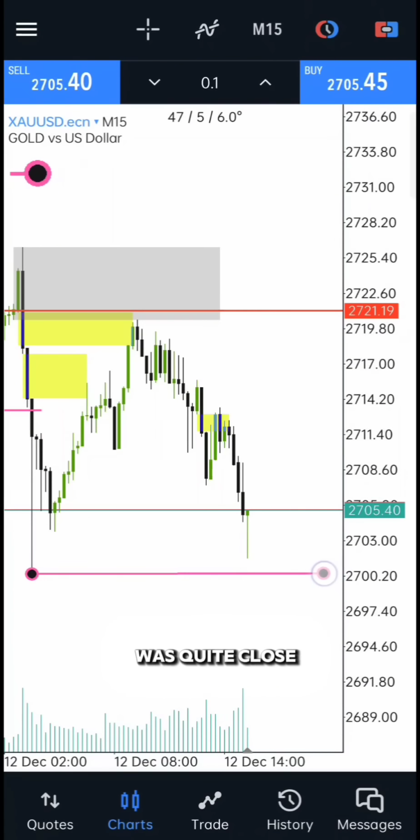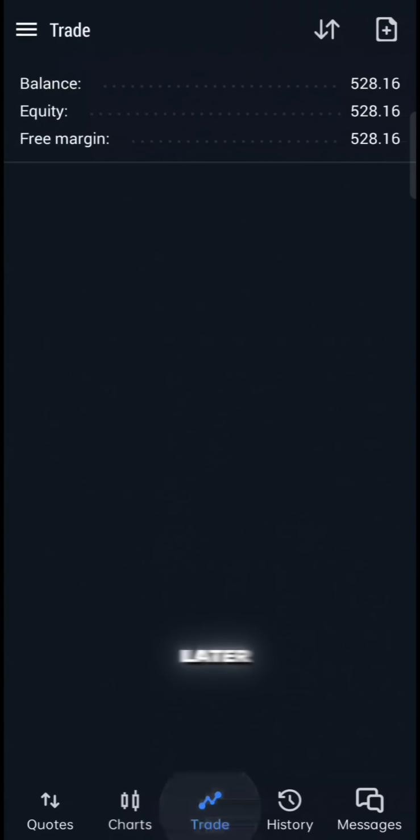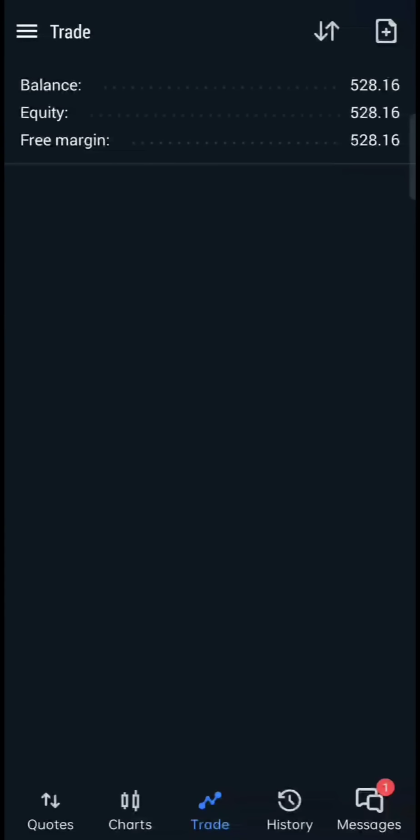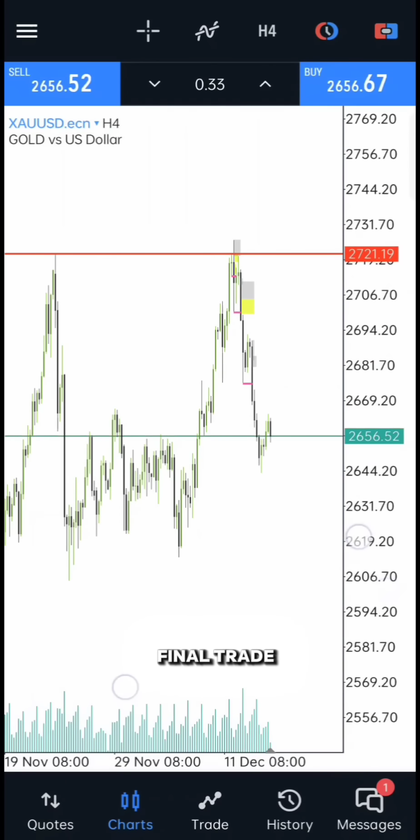Yeah, the price was quite close to my profit target zone, but I booked my profit early because the USD news comes a few hours later. So I've already made $20 into $528, and now I'll show you my final trade.